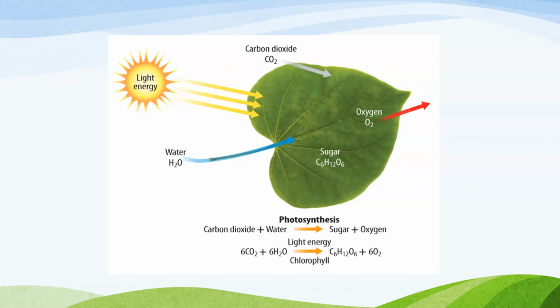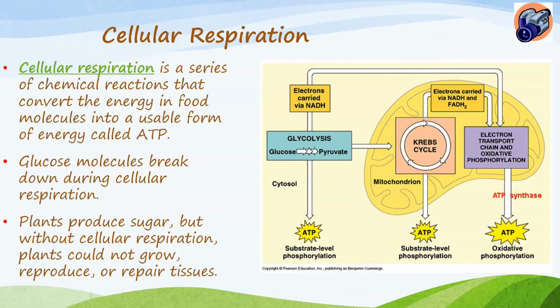Okay. Now, cellular respiration is in your book, and very important. Cellular respiration is a series of chemical reactions that convert the energy in food molecules into a usable form of energy called ATP. We talked a lot about ATP this year, adenosine triphosphate. But cells need to have an energy source that they can use. When you do something in life, you usually have to spend money to do it.